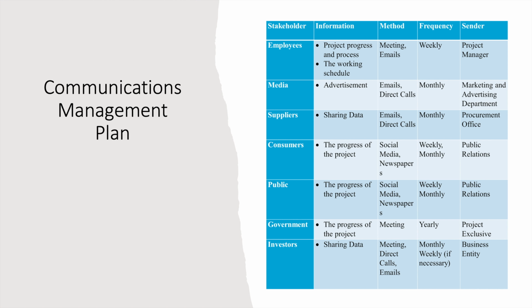So the information for employees, okay, we need to give them the information on what the project's process is. For the media, like I said, advertisement. As for suppliers, we have to be sharing data. Consumers, they need to use their social media awareness, and to know about the process of the project, and they need to at least see it weekly. So that's how they can have public relations involved.